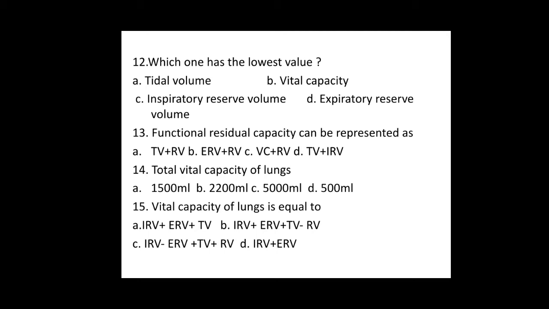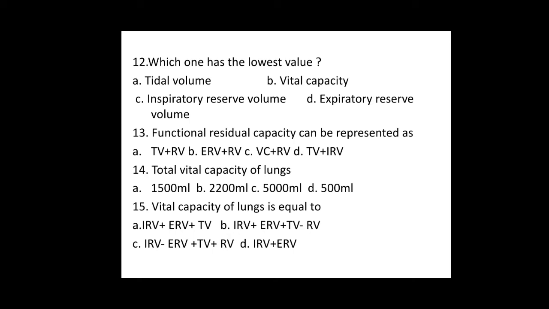14th one, vital capacity of the lungs is. So here vital capacity almost ranges from 4000 to 5000. So 5000 is given in option C. So for 14th question, option C is the right answer.